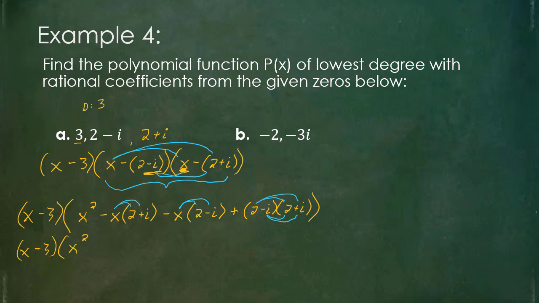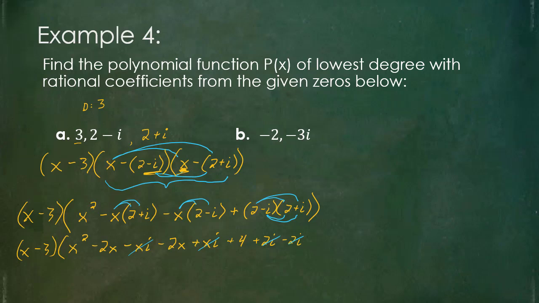x squared is really as good as that gets. I've got a negative x times 2, which would be a negative 2x. A negative x times i, which is a negative xi. Then I have a negative x times a 2, so another negative 2x. Now I have a negative x times a negative i, which is a positive xi. What's nice about that is the negative xi and the positive xi are going to cancel out. And then the last one, I've got 2 times 2, which would give me a 4. I'd end up with a positive 2i, then a negative 2i, so those also will cancel.